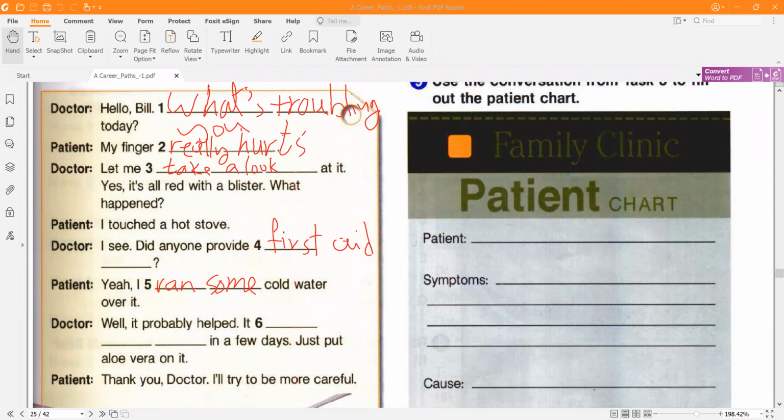Well, it probably helped. It should be fine in a few days. Just put aloe vera on it. Thank you, Doctor. I'll try to be more careful. Well, it should be. Well, it probably helped. It should be fine.